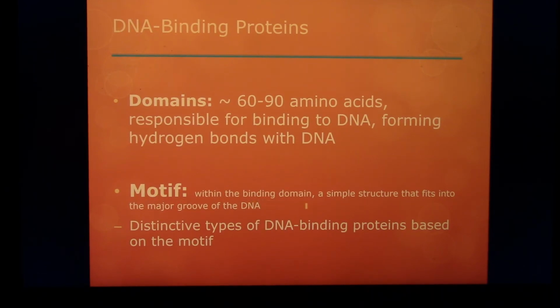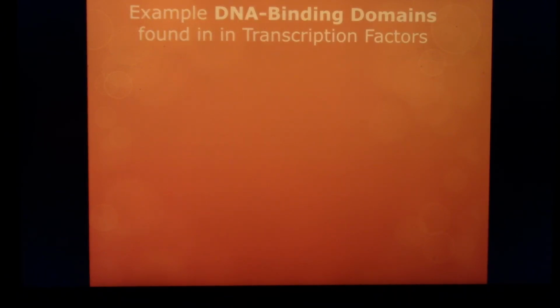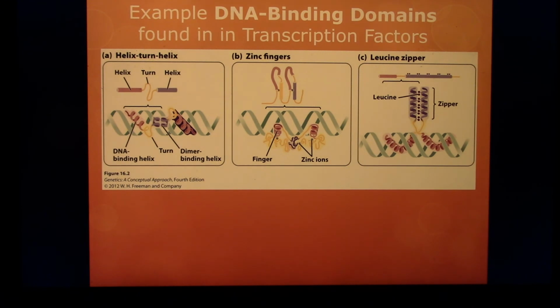This is within the binding domain. It's a simple structure that fits into the major groove of DNA. Remember, DNA is made of minor and major grooves. And there are distinctive types of DNA binding proteins based on the motif that we find there. So, for example, we have these three, helix, turn, helix, shown in panel A on the left.